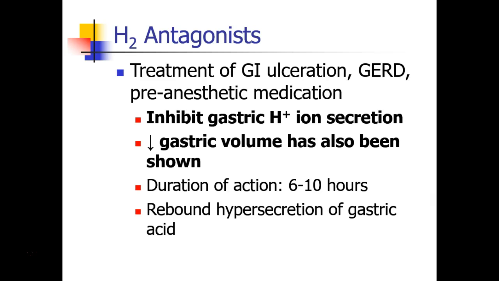Since stimulation of the H2 receptor causes hydrogen ion secretion, H2 antagonists inhibit gastric hydrogen ion secretion. They may also decrease gastric volume. Their duration of action is 6 to 10 hours, and if they are abruptly stopped, there may be rebound hypersecretion of gastric acid.